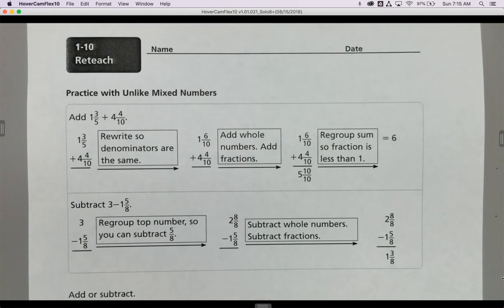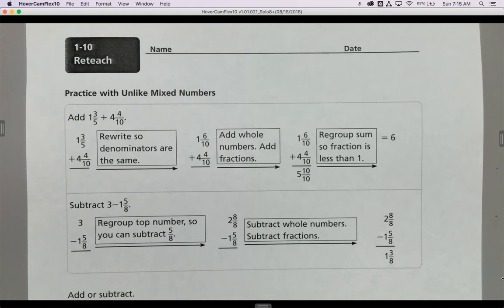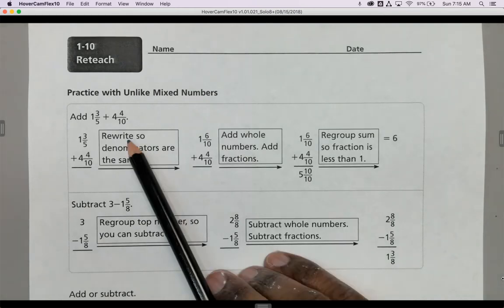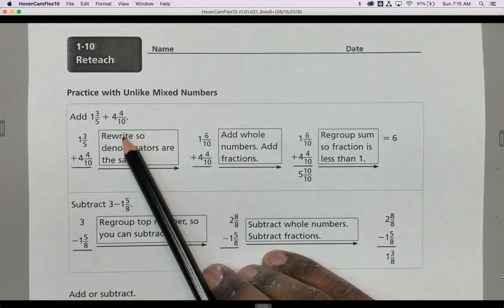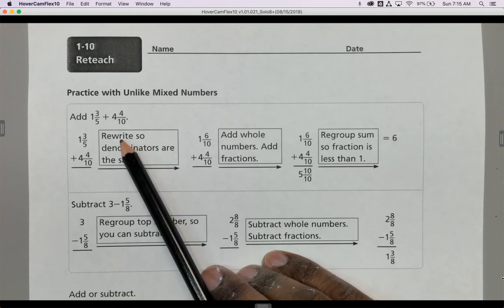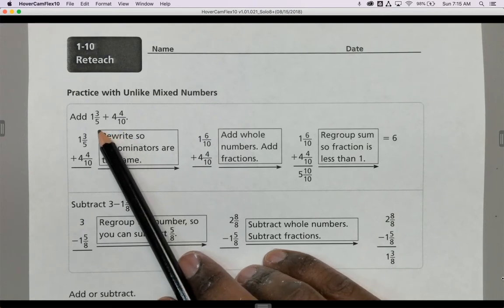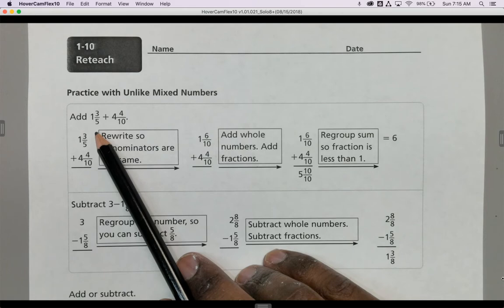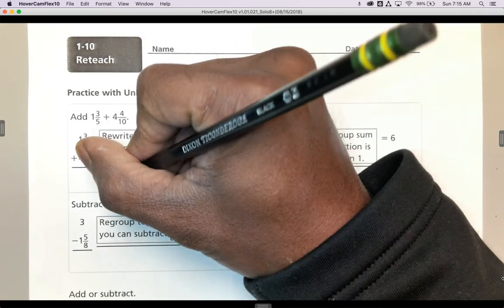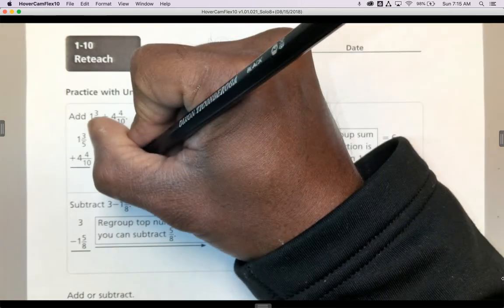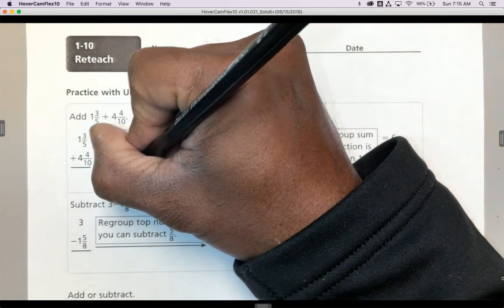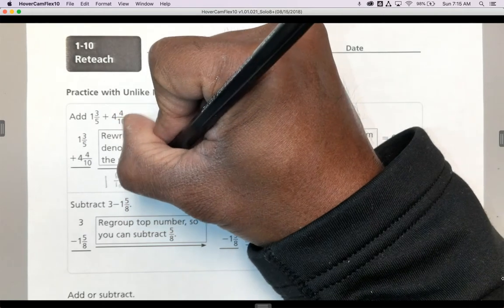Let's get started. Add 1 3/5 plus 4 4/10. Of course, common denominator is the first thing we're thinking. We look at the 5 and the 10, and we know right away 10 is going to work as our common denominator. We just need to rewrite 1 3/5. What we do to the bottom, we do to the top. Multiply bottom and top by 2, and we can rewrite 1 3/5 as 1 6/10. 4 4/10 remains unchanged.